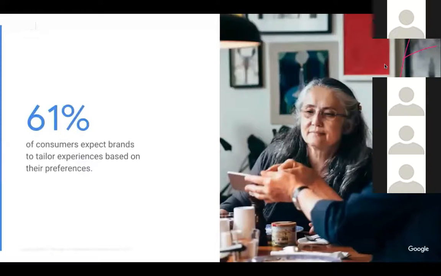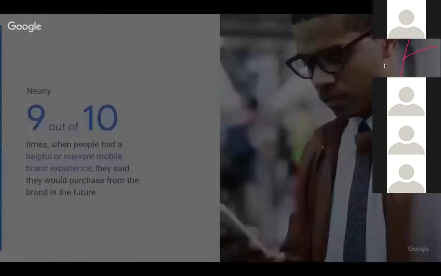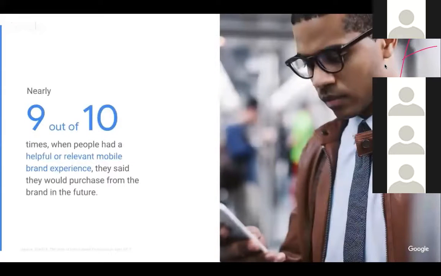61% of consumers expect brands to tailor experiences based on their preferences, but only from data that is intentionally shared with those brands, such as purchase history, favorited items, saved items, previous searches, or previous site visits. And nearly 9 out of 10 times, when people had a helpful or relevant mobile brand experience, they said they would purchase from that brand in the future. People expect brands to provide them with relevant experiences.